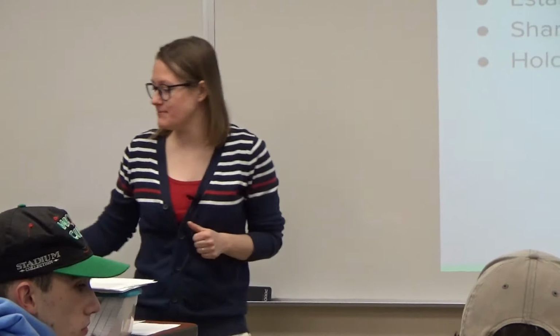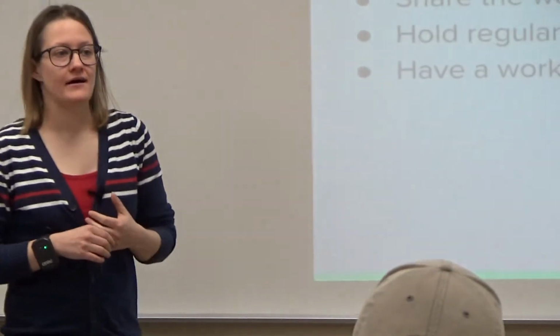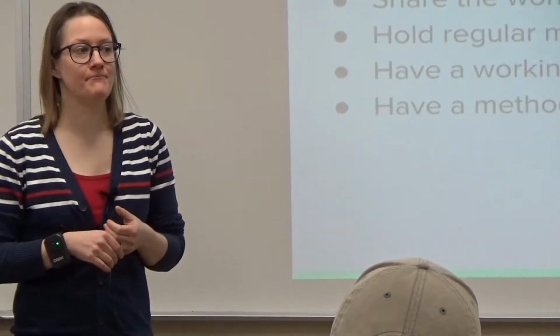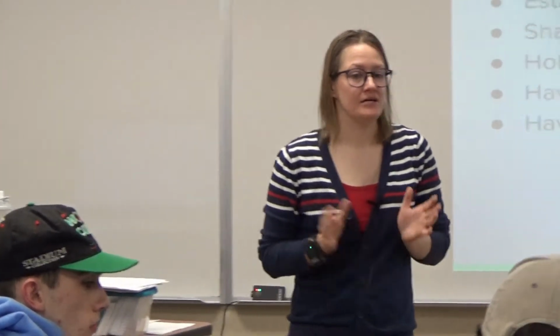Hold regular meetings, very important. Make sure everybody's on the same page. Have a working knowledge of team roles. So people are going to be responsible for different things. They're going to have different roles that they might play. Have a method for making decisions. This is really important. This could be something like, okay, if 75% of us agree, that's what we're doing, or maybe we only need 50%, or maybe we need everybody. You have to decide how you want to make decisions as a group. And have a method for resolving conflicts or issues that come up, because they probably will.